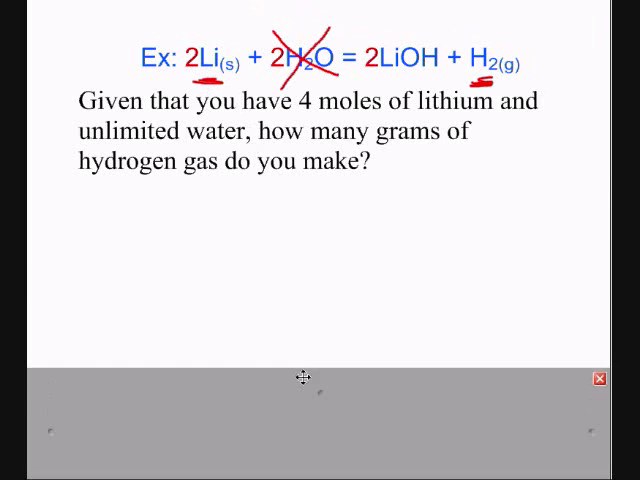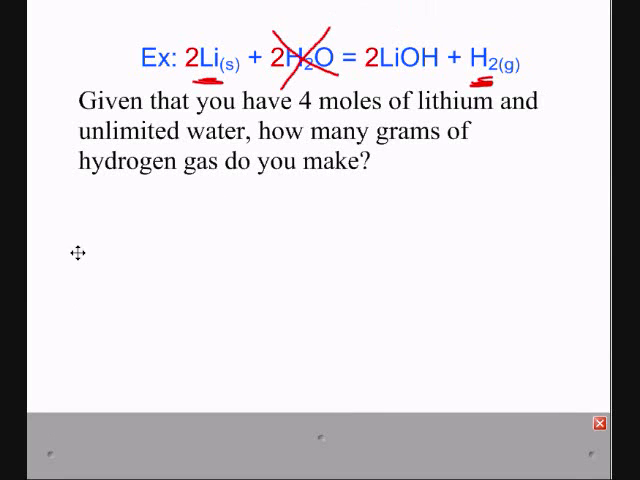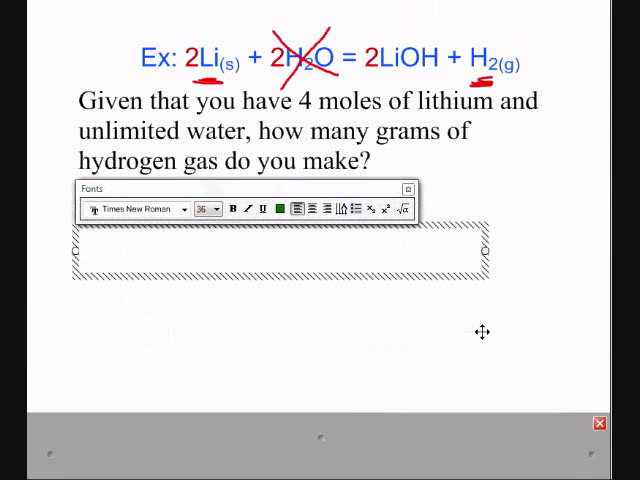Very good. So we're starting with lithium, right? Let's go ahead and write that down. We start with 4 moles of lithium. Very good. Now we're going to times it by the mole-to-mole ratio we got in this recipe.